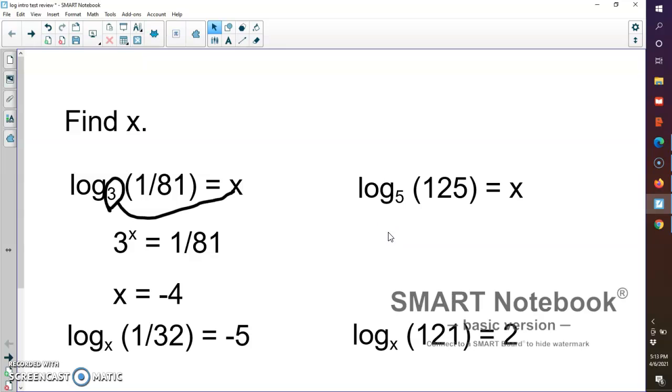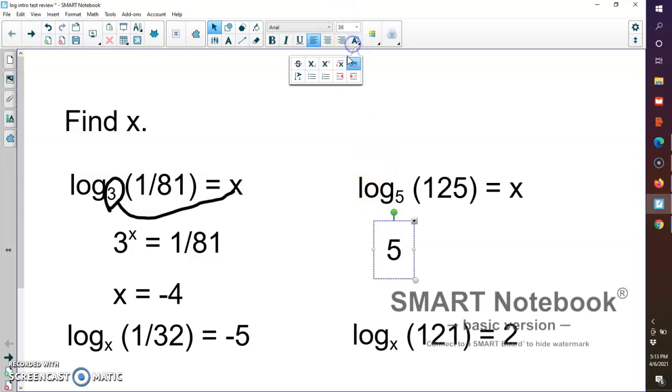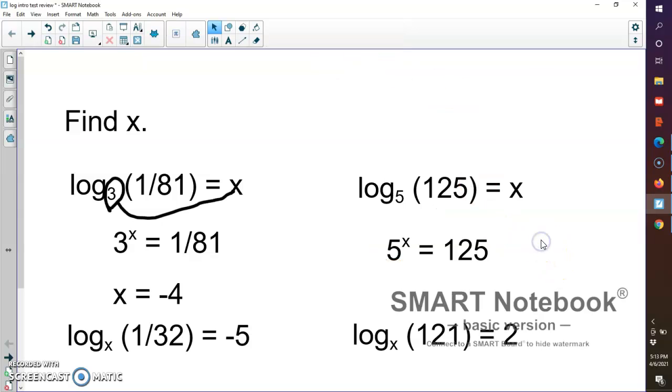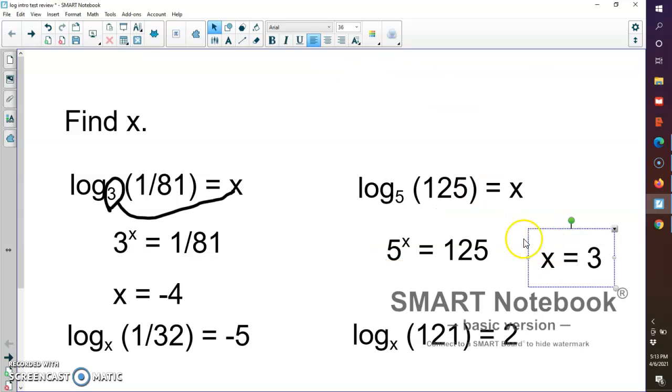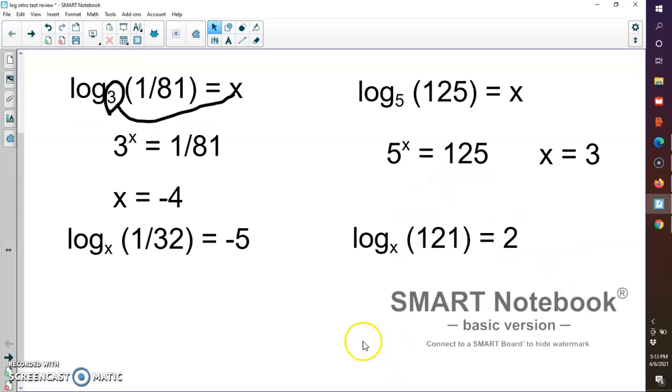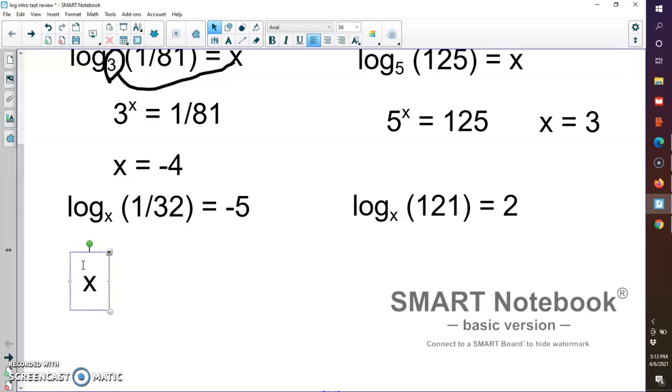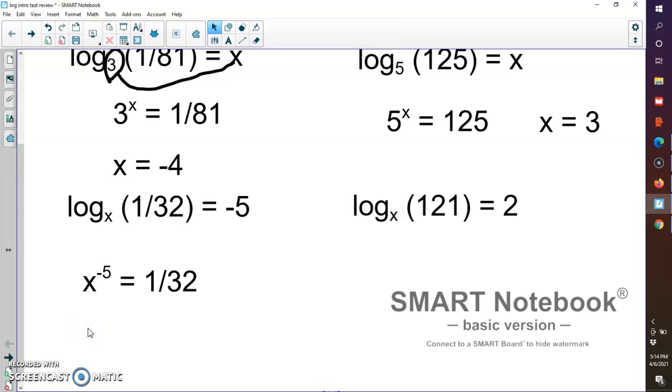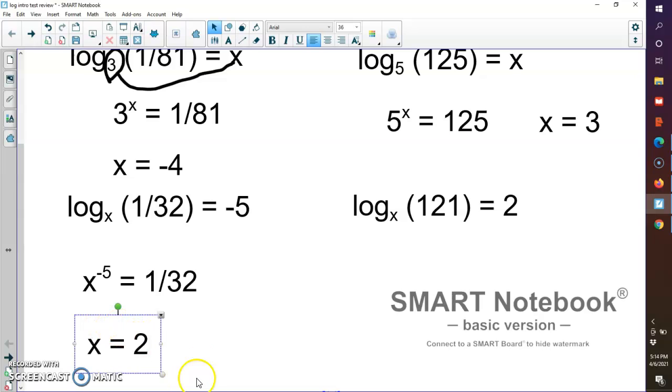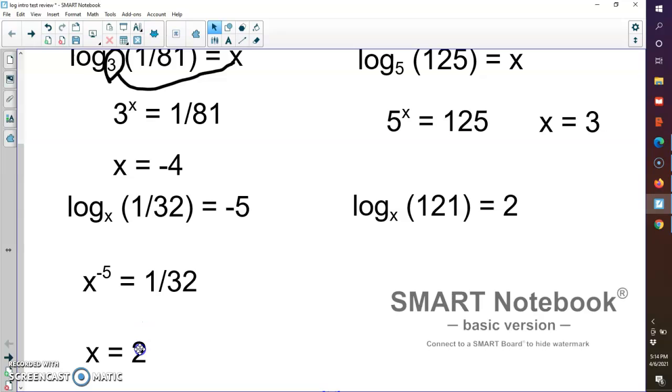Here, same process. We have 5, and we're going to raise that base to the x, and that's going to equal 125. So what can I raise 5 to get 125? I raise it to 3. Next, it's now x raised to the negative 5th equals 1 over 32. And I need to recognize 2 to the 5th is 32, so 2 to the negative 5th is 1 over 32. So my answer is x equals 2.